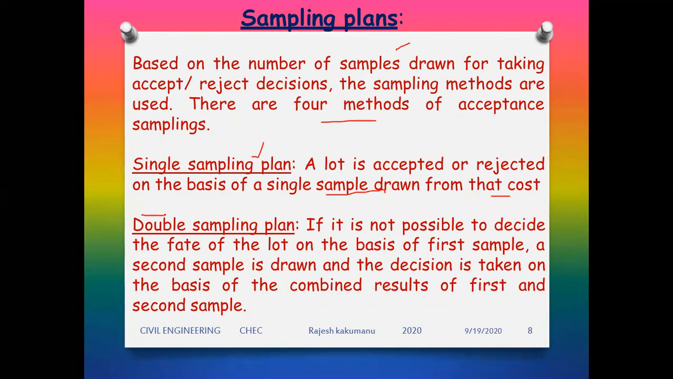So if you see the same example of a vegetable vendor or a fruits vendor, you are testing from the 2 shops. So here what it is saying, in the first sampling plan, the single sampling plan, directly with a single attempt, you will purchase or you will reject. You will accept or reject. That is nothing but a simple sampling plan.